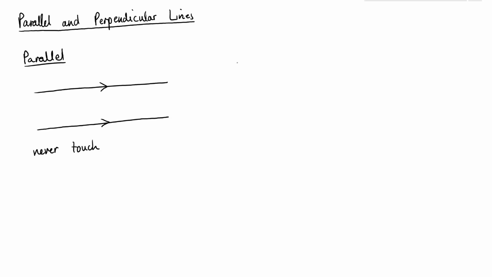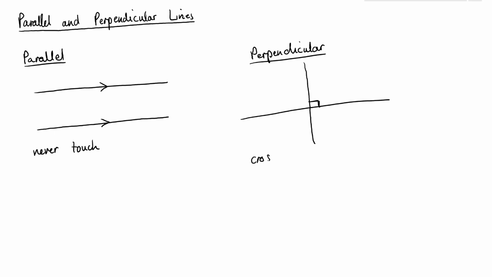Whereas perpendicular lines, what I mean by perpendicular is that they cross over each other at exact right angles. So being perpendicular means you cross over at a right angle. Being parallel means you never touch. So cross at right angles.